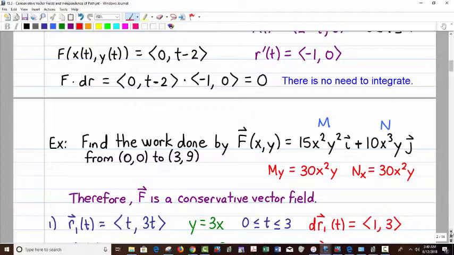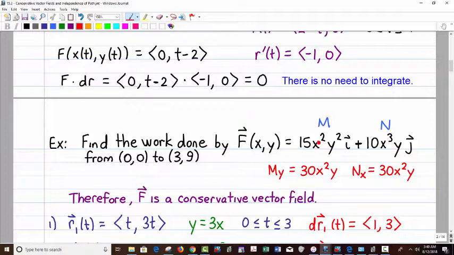One thing, if it wasn't conservative, it would probably have to tell you the path, like on the line or on the parabola or something like that. It's kind of giving a hint that it's conservative here because it's not telling you which way to go. Otherwise, if it wasn't conservative, we would have to know specifically the path.